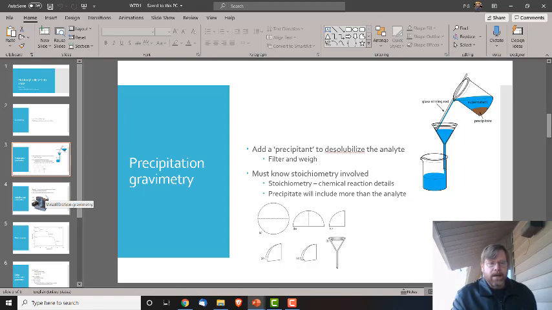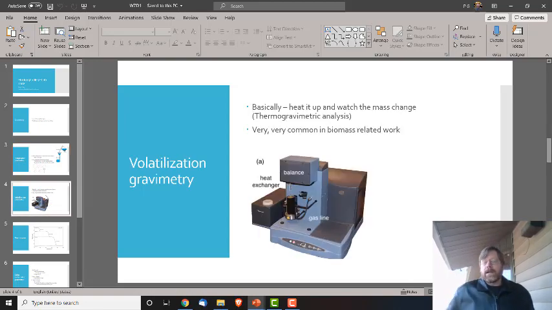Another broad category is volatilization gravimetry. Essentially, you're heating it up and seeing what happens to the mass as it's heated up. Thermogravimetric analysis is one of the broadest subcategories of this I can think of. It's very, very common in biomass related work.